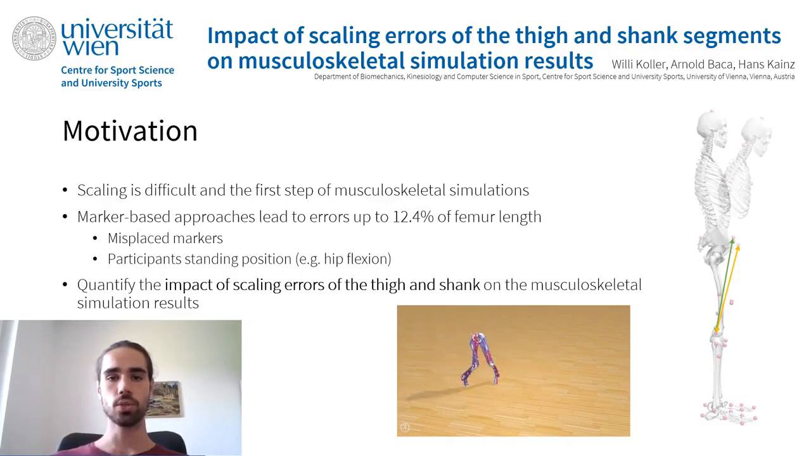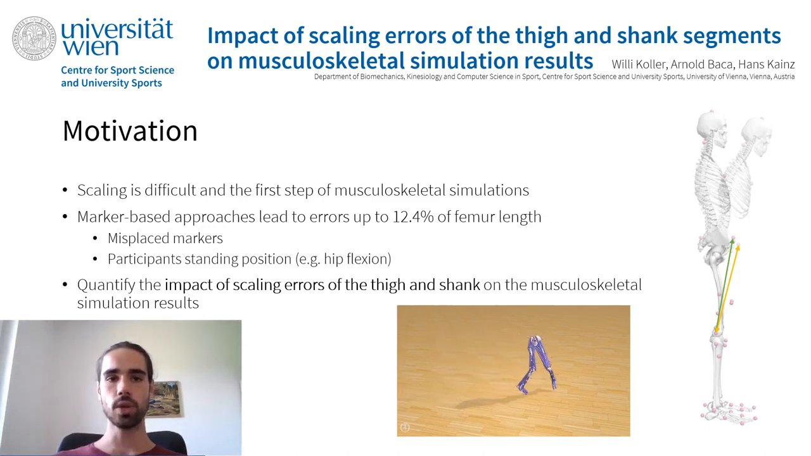Previous studies showed that these approaches include errors of up to plus minus 12.4% of femur length in children with cerebral palsy. These errors come from slightly misplaced markers on the participant or the model and from the participant's standing position. For example, when the anterior superior iliac spine and lateral knee markers are used to scale the thigh segment, an increased hip flexion angle decreases the femur length.